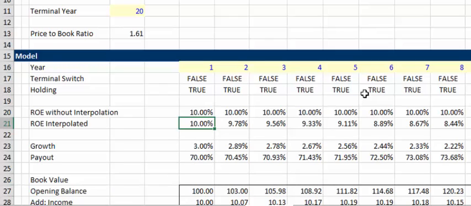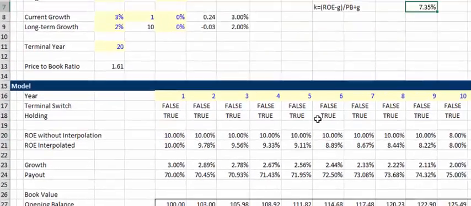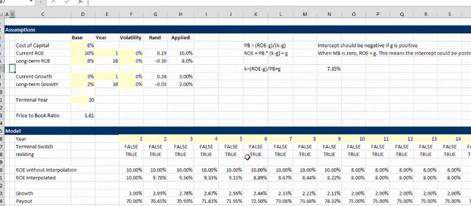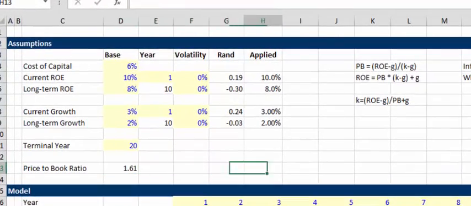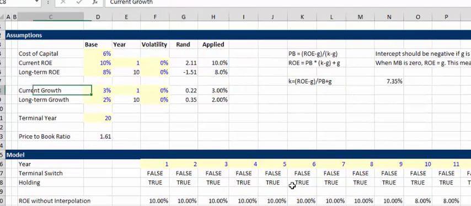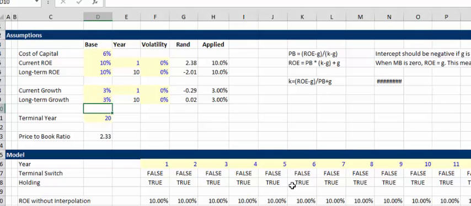Now, when we change the growth rate, I want to see if this formula still applies. Right now, what happens is I put 6% and I get 1.61 as my price to book ratio. Now, if I put this price to book ratio in here, it gives me a number. If I keep the growth rate and the cost of capital the same, it gives me exactly what I started with.